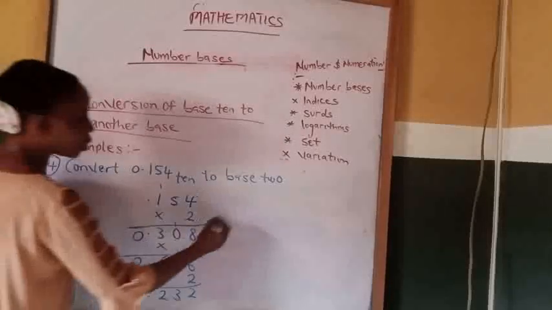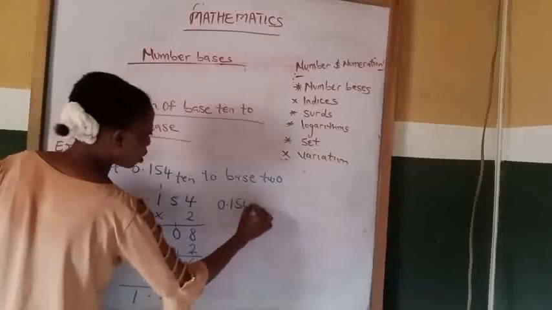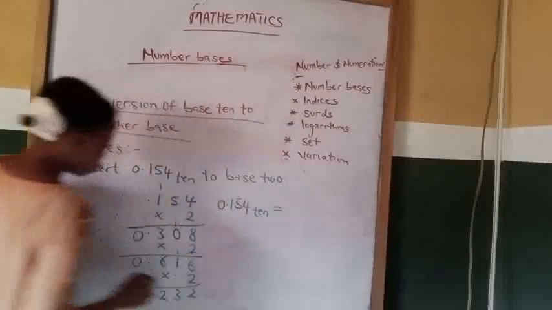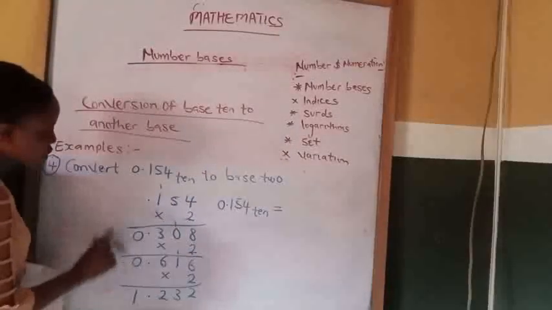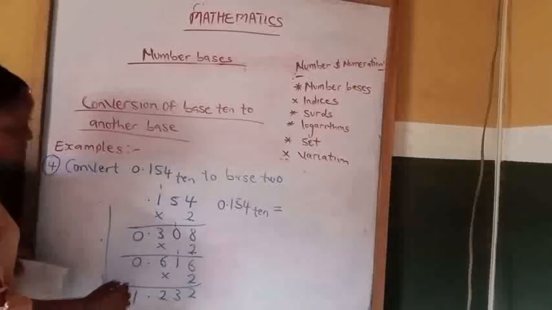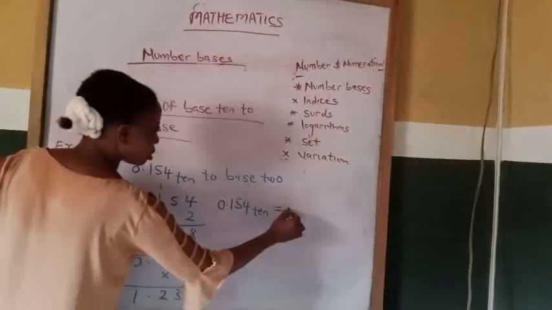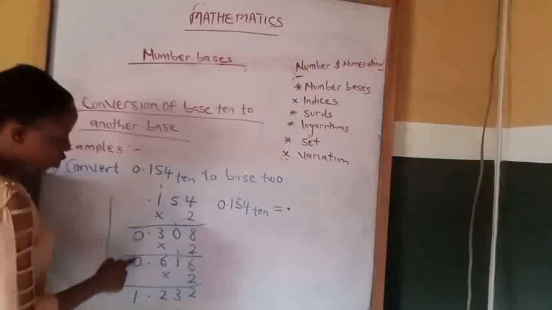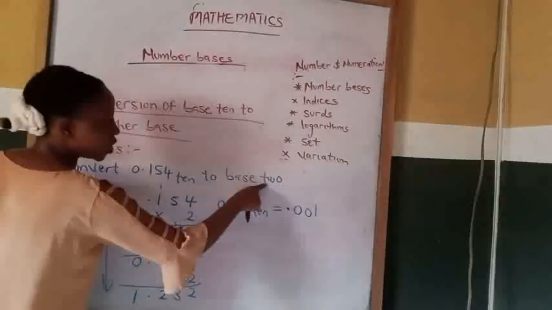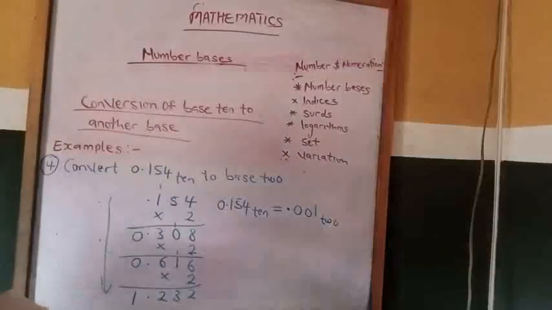So our answer now will be 0.154 base 10 equal to, so the resulting solution will be the downward collection of your whole number. You start from here. That will be dot 0.001, into base 2. So that is the answer for that one.